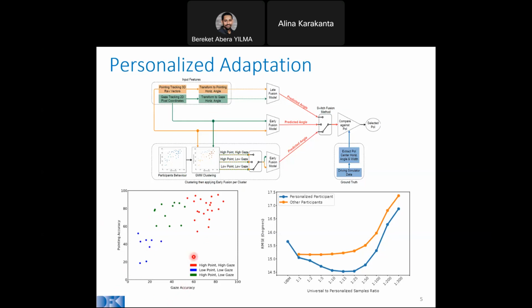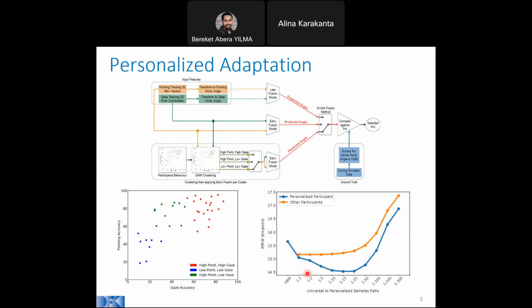Based on that, we run a clustering model right here. This image is zoomed in from that one. So we run our own clustering method to classify the users into different clusters. Based on that, whenever we get a new user, we are going to automatically say this user belongs to this group, and we're going to take the specific models that we trained for that group. When we tried something like that for each participant, we could also see in these two curves the personalized participant results. Here this is RMSE, so the lower value is better.